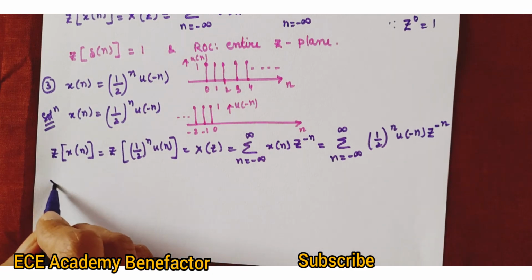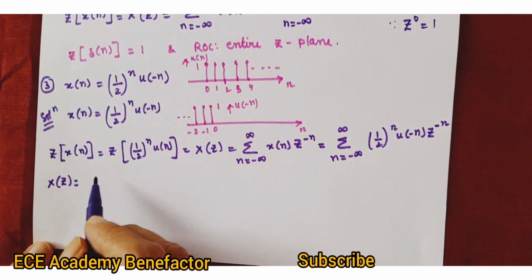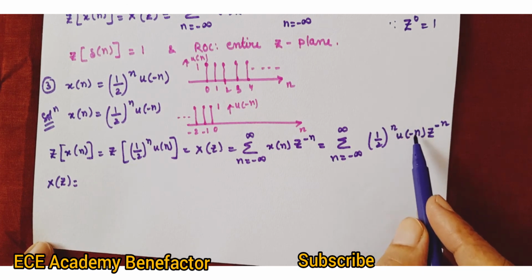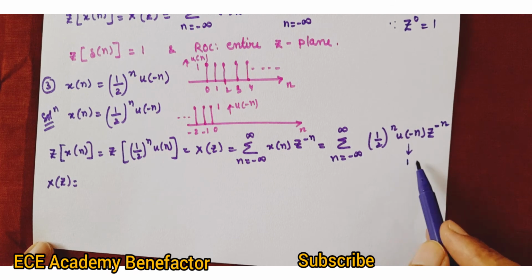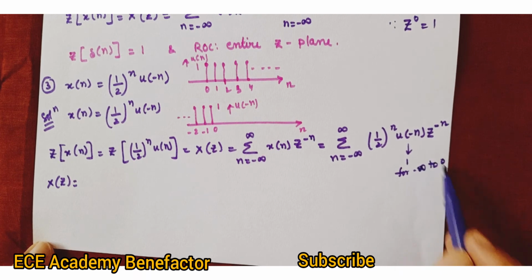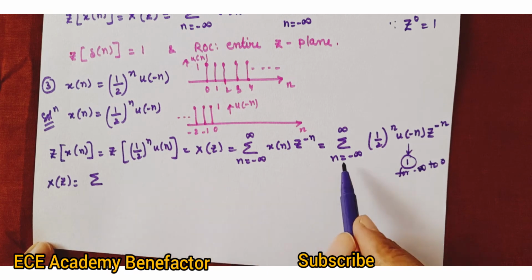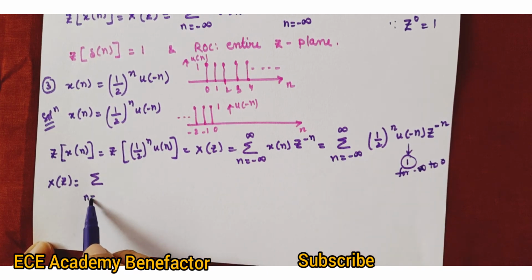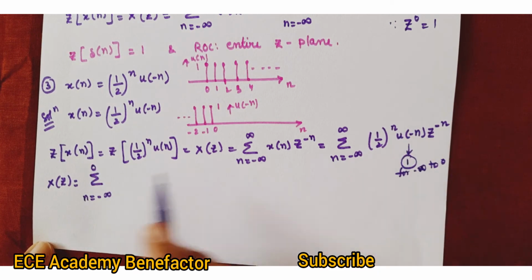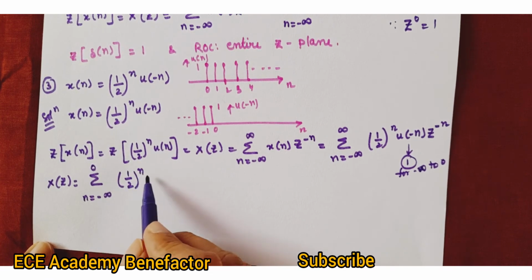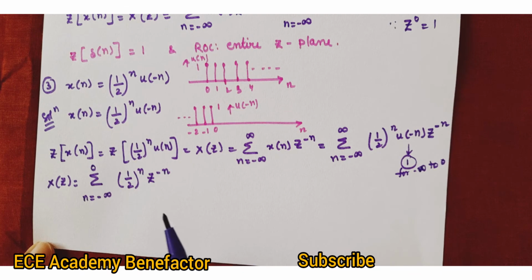Okay. So, X of z will be written as, so what is u of minus n value? Its value is 1 for what values? From minus infinity to 0, its value is 1. So, you can write the summation now, no need to write minus infinity to infinity, you can write it as n is equal to minus infinity to 0, u of minus n value is 1. So, you can avoid this term and write simply 1 by 2 to the power of n z to the power of minus n.